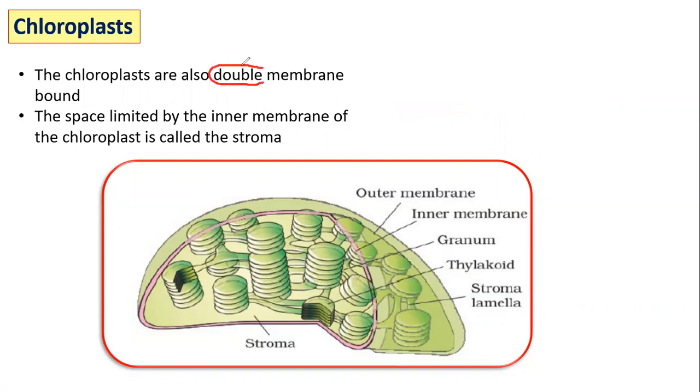Chloroplast is a double membranous structure, and the space limited by the inner membrane of the chloroplast is called the stroma region. So let's have a very narrow study of the structure of chloroplast. I'll draw a diagram for you to help you understand it.